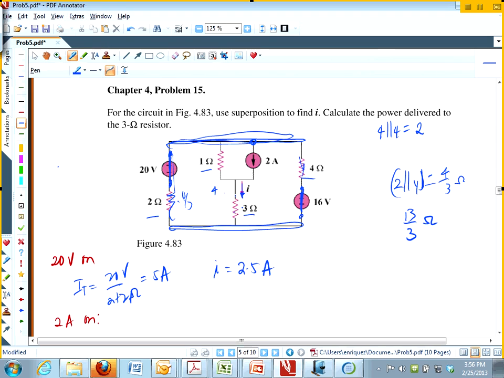Yes, with a 1, because I combined these 2 into one resistor. This is now in parallel with the 1. So now I can use current divider. If I use current divider, what's I now? It's going to be the G of the 13/3, so it's going to be 3 over 13 divided by 3 over 13 plus the G of the 1, which is 1 over 1, multiplied by the total current of 2. Do you understand how I did the current divider equation here?